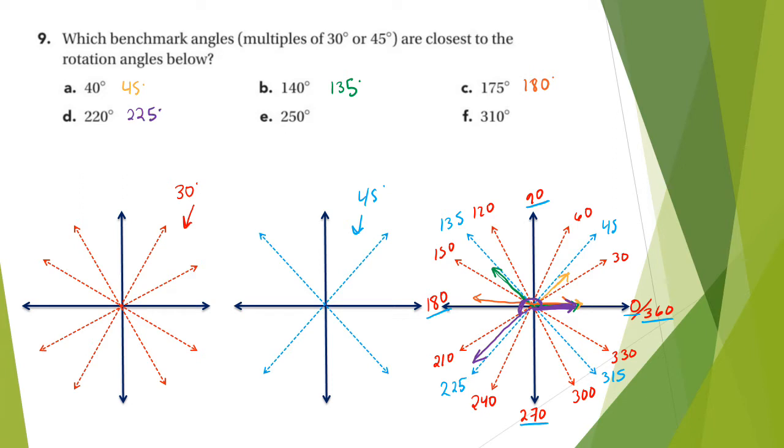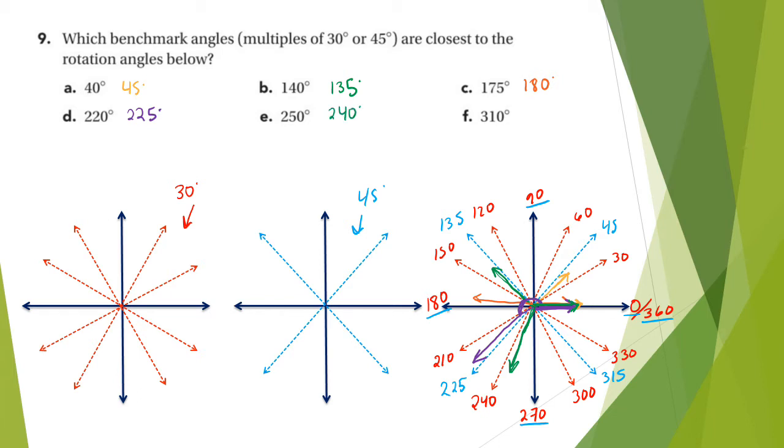For E, I'm looking at 250. And in this case, again, I'm starting at 0. I'm going around and I can see 240 and 270. This one might be a little bit trickier to think about, but I'm going to think about how this would go 240, 250, 260, 270. So this is probably closest to 240 rather than 270.